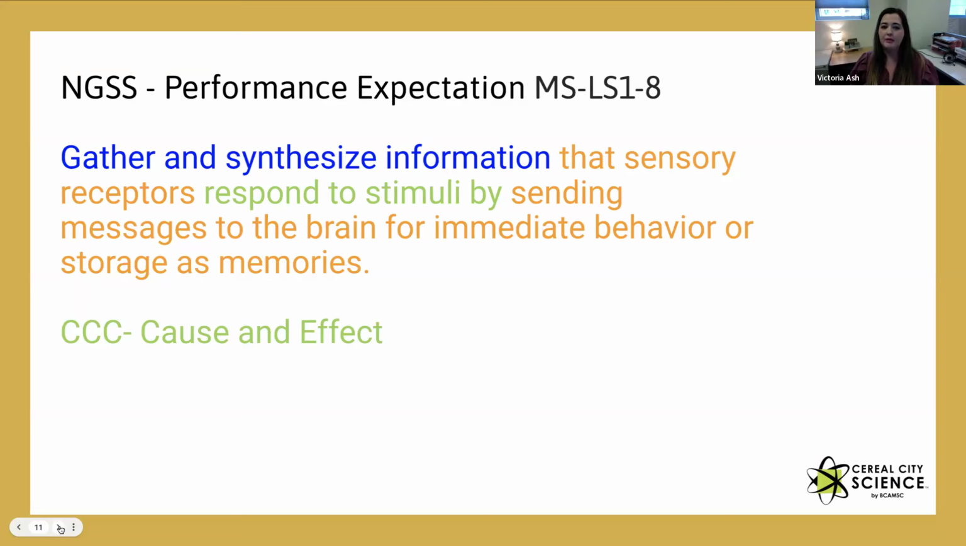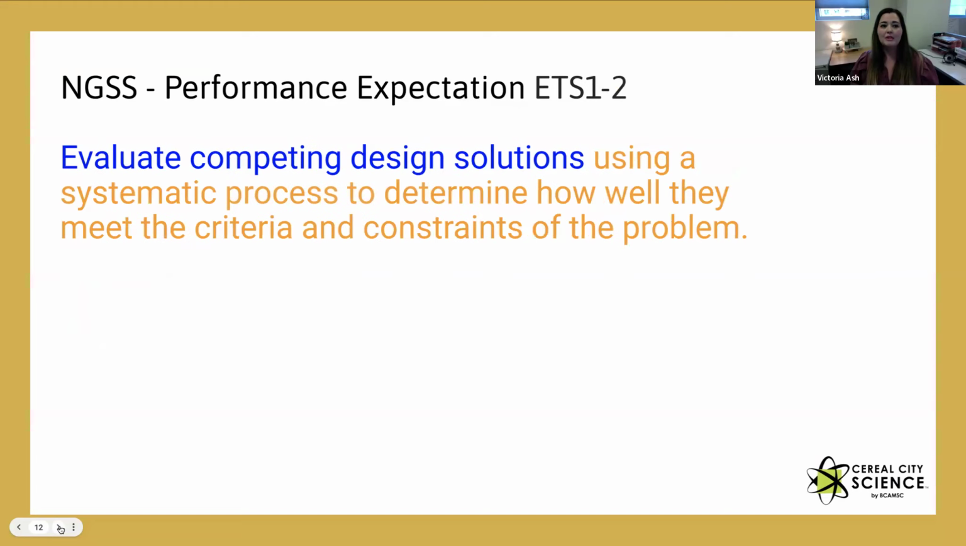And so we're going to be really honing in on that one body system, our nervous system, and how that sends messages to your brain and how your body and brain react to that. Then we also have an engineering standard that we've put in this unit, and the engineering standard for this is to evaluate competing design solutions using a systematic process to determine how well they meet the criteria and constraints of the problem.